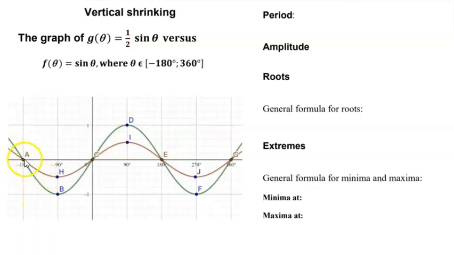First of all, you'll notice that the period stays exactly the same, because from A through B through C and up to E we get the same graph or same form as when we go from E, F, G, etc. It doesn't show on the graph, but we can easily deduce it from what we see. So the period stays 360 degrees.